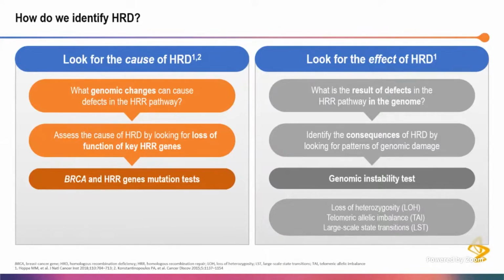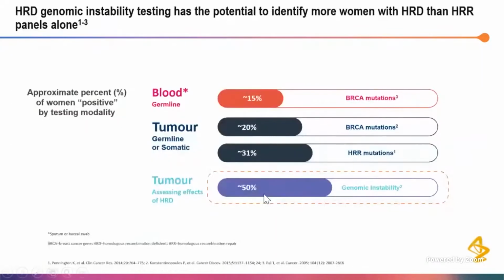To make it more simple, only about 15% of patients are identified with BRCA testing on the tumor, but by doing HRD testing, about 50% of patients will be identified who will benefit from PARP inhibitors. So this is the significance of doing HRD.